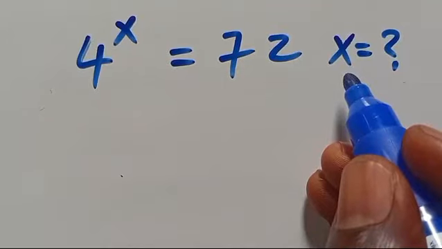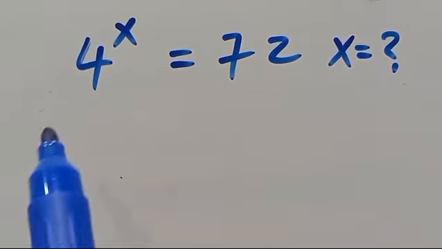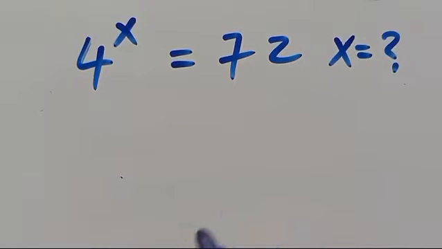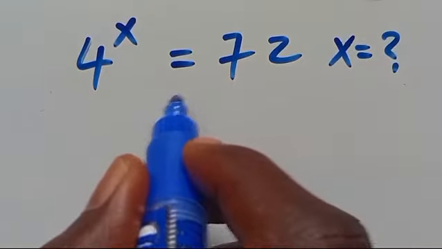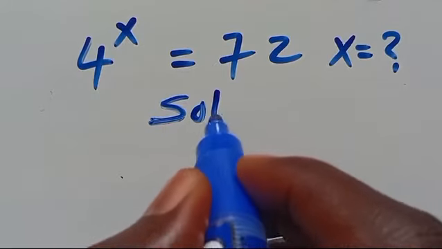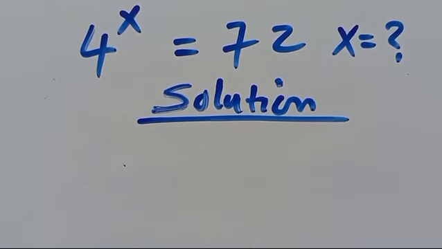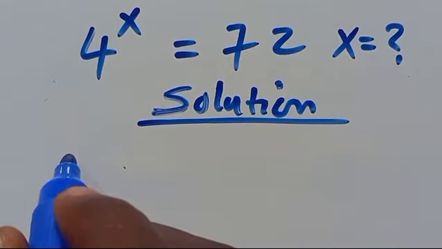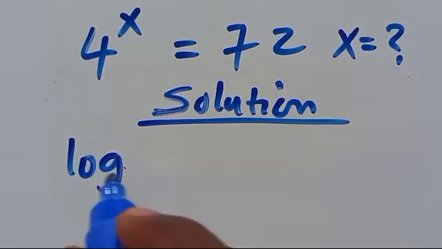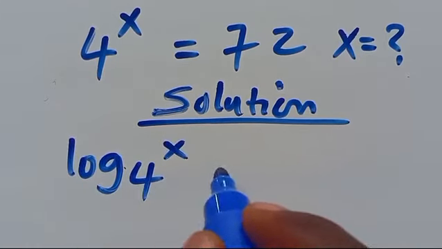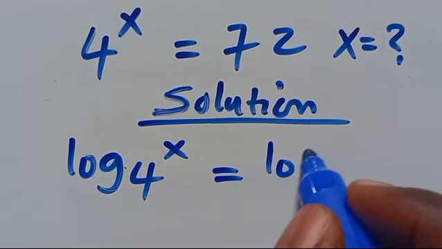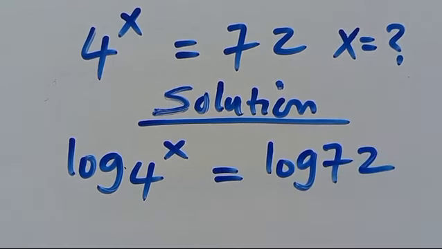Find the value of x, given that 4 to the power of x equals 72. Then let's have the solution. To introduce log, we have log of 4 to the power of x equals log 72.